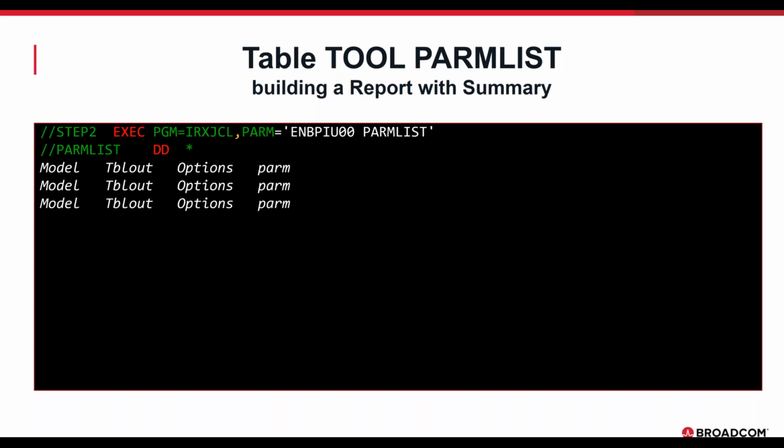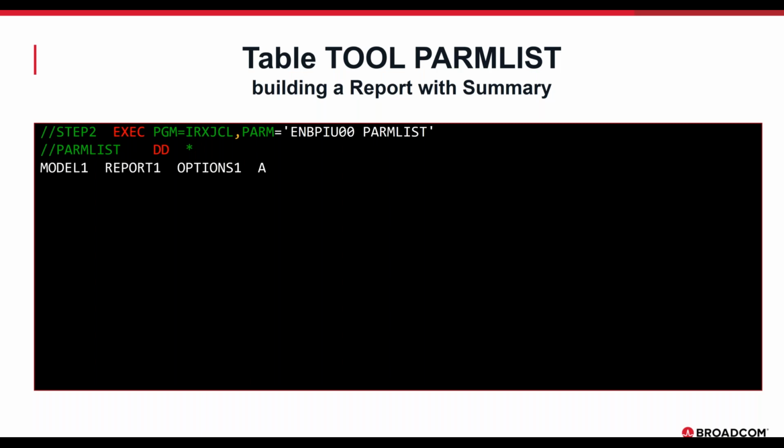You saw in that previous example that the parameter value on the table tool was parm list. That opens up a whole new realm of the table tool. The parm list, if it sees it in the parameter value, also expects to see it as a DD name. And here you can see an example. The DD name allows you to enter as many records as you need to or as you want to. Each line has the DD name for a model, the DD name for a table out, DD name for options, and a parameter value.